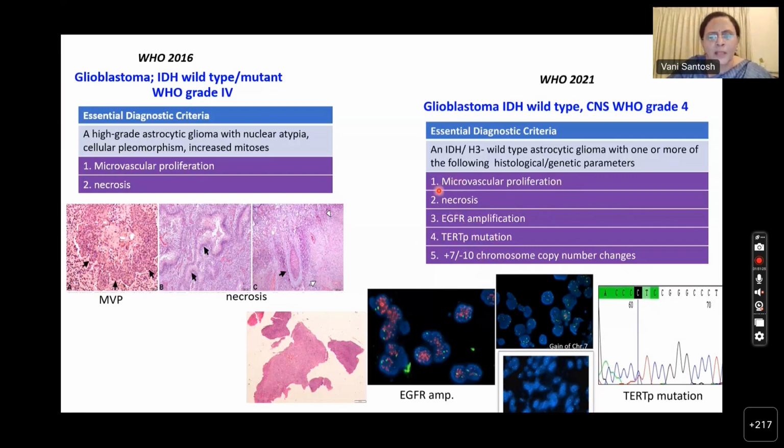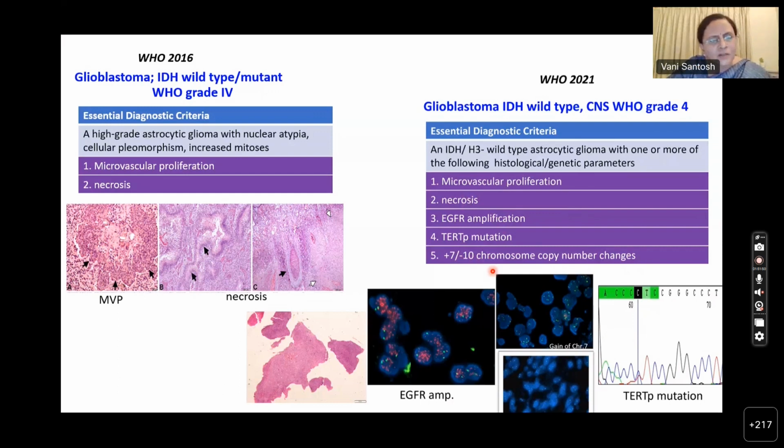So for IDH wild type glioblastoma, there are 5 criteria. You can have one or more of any of these criteria. Okay? And the first two criteria are generally referred to as histological glioblastoma and the latter three are referred to as molecular glioblastoma. But both are glioblastoma IDH wild type and they have the same behavior.